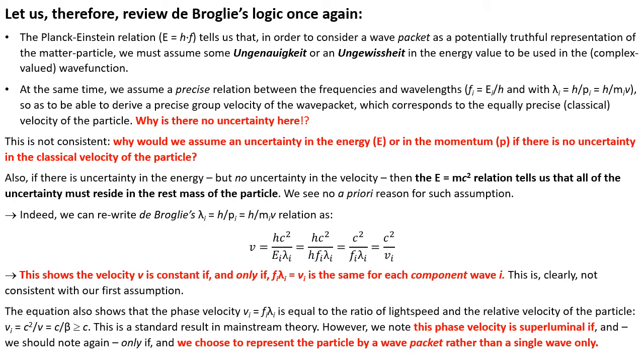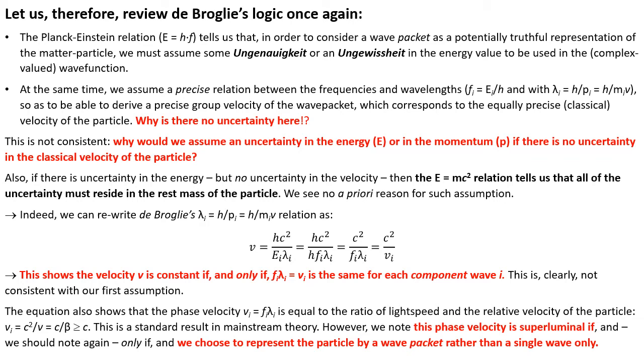Sorry, we bring the v to the other side, so v with the subscript i will be equal to c squared divided by our classical velocity. So the velocity of the component waves will be superluminal. It will be what I put there, v_i is equal to c squared divided by v, so that's c divided by beta, the relative velocity, and that will always be bigger than c, because beta is a number that is larger than or equal to 0, but smaller than 1.